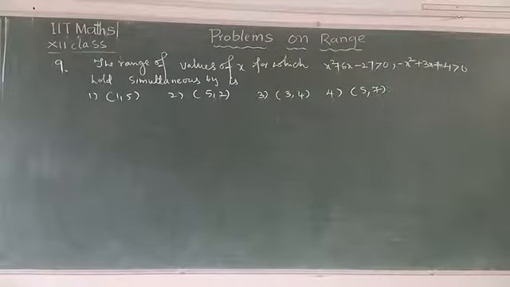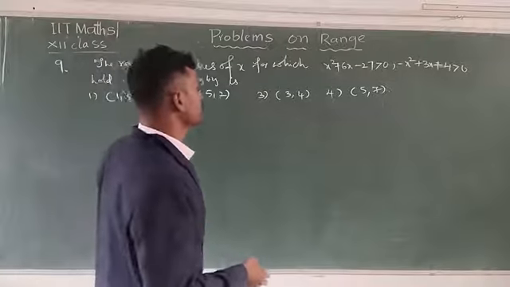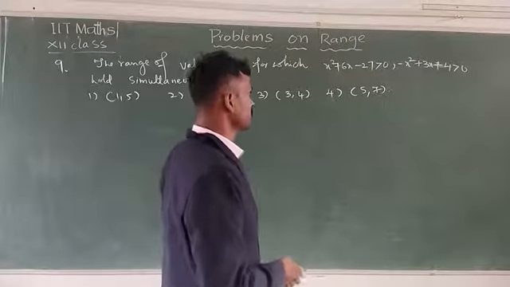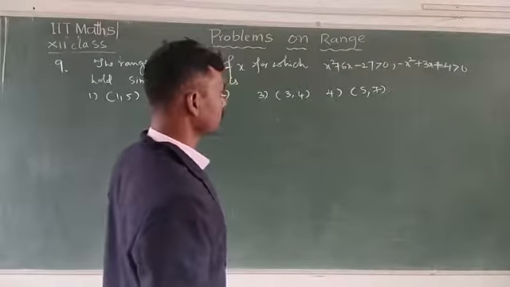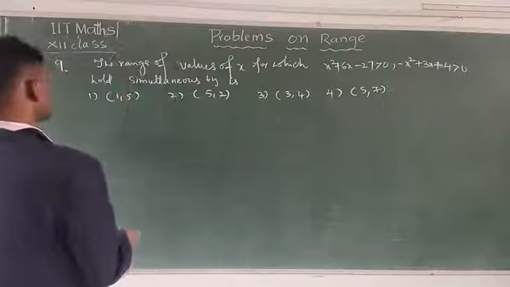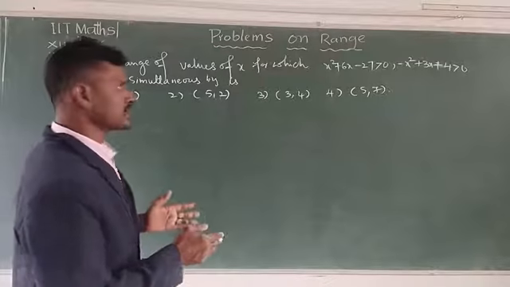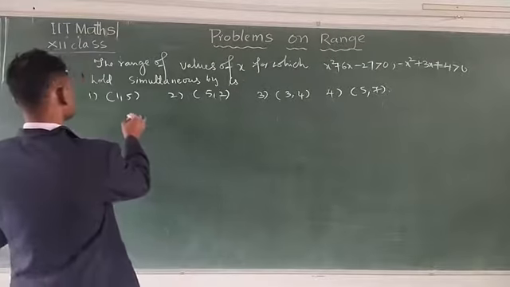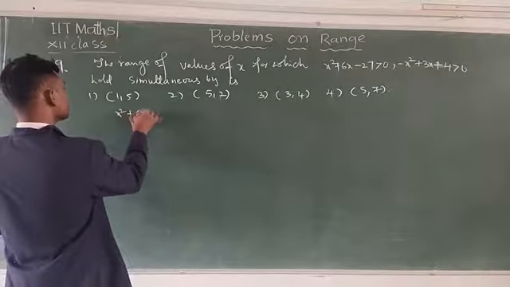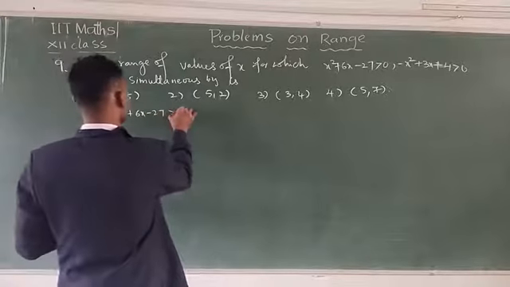Okay, next problem: find the range of values of x for which x square plus 6x minus 27 is greater than 0 and minus x square plus 3x plus 4 is greater than 0. See here, two functions are given. You have to take the common range, its unique value. First one: x square plus 6x minus 27 is greater than 0.